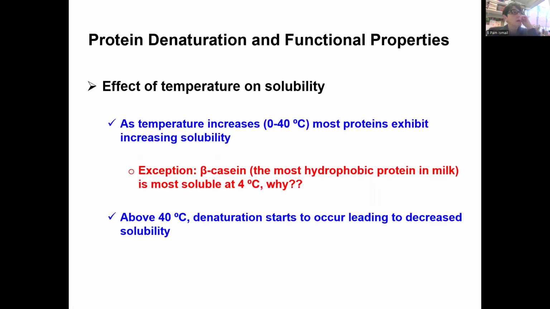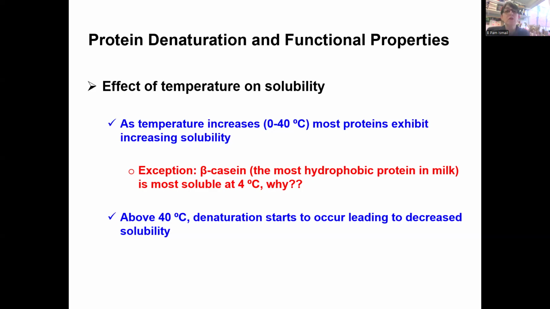So now we want to talk about the effect of temperature on solubility. So we talked about the effect of pH and salt, and now we'll talk about the effect of temperature. When the temperature increases in general, the solubility of the protein increases because you have more thermodynamic energy and more interactions with water. And this is true up to a certain point until the protein starts to denature. Once the protein starts to denature and form protein-protein interactions, then solubility goes down.